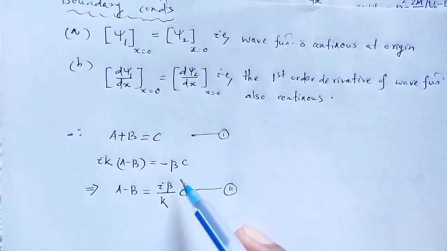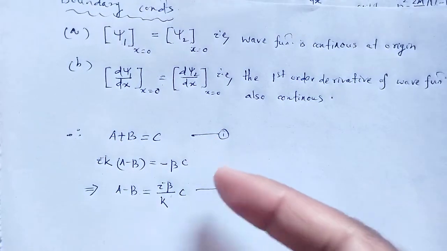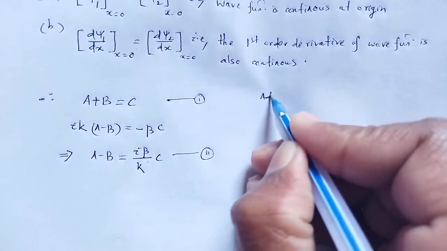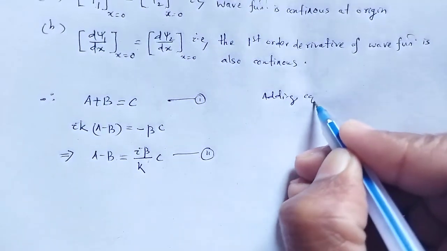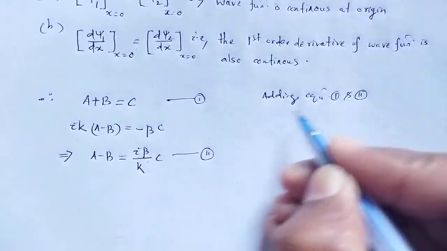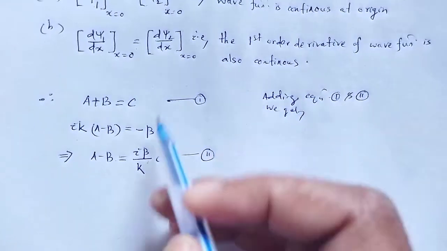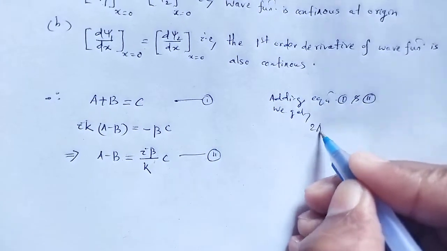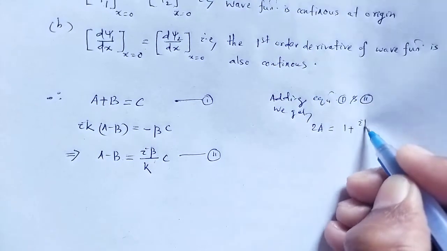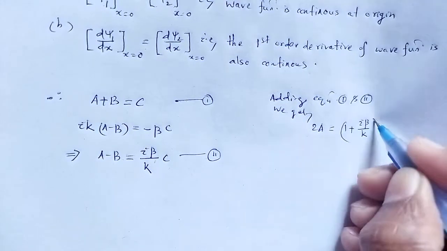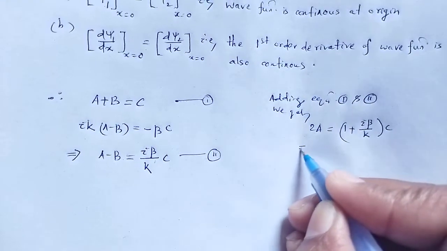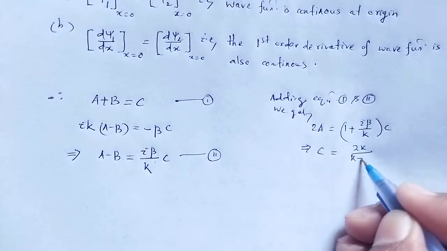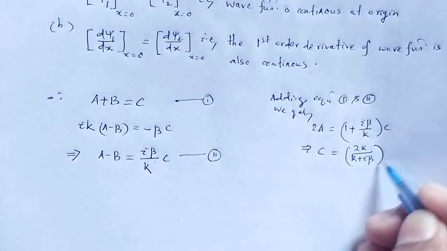When we solve these two equations, what do we get? Adding equation I and II, when we add these two, that means 2a is equal to 1 plus i beta divided by k of c, which implies c is equal to 2k divided by k plus i beta of a.